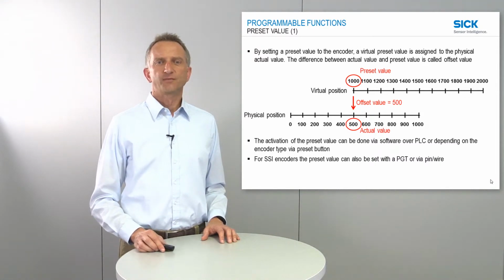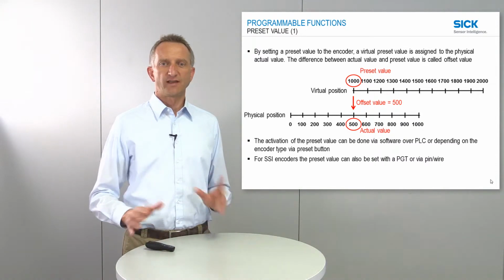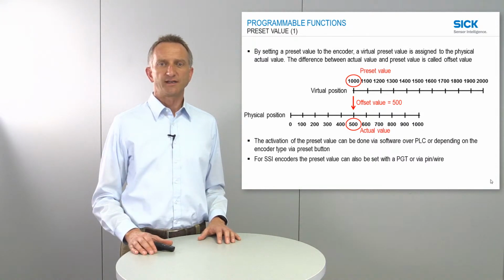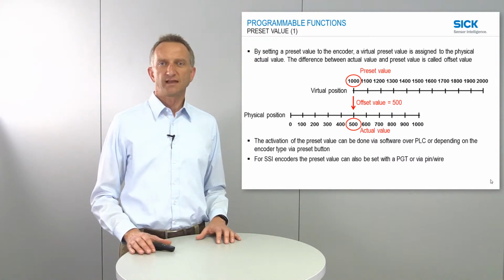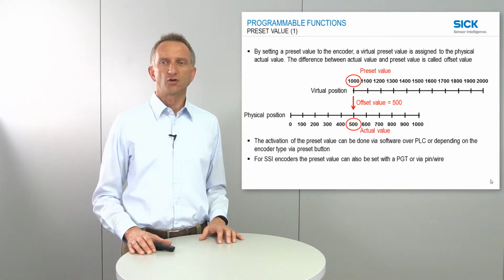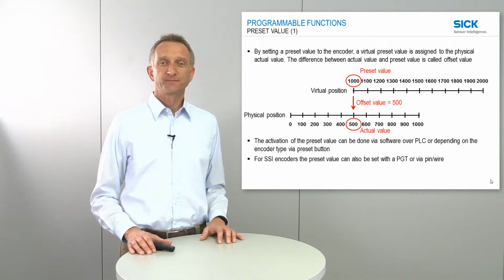The activation of this preset can be done in various ways, either via software over the PLC, or depending on the encoder type, it can also be activated via pressing a preset button. And in addition, for SSI encoders, the preset value can also be set with a PGT programming tool or via pin or wire.